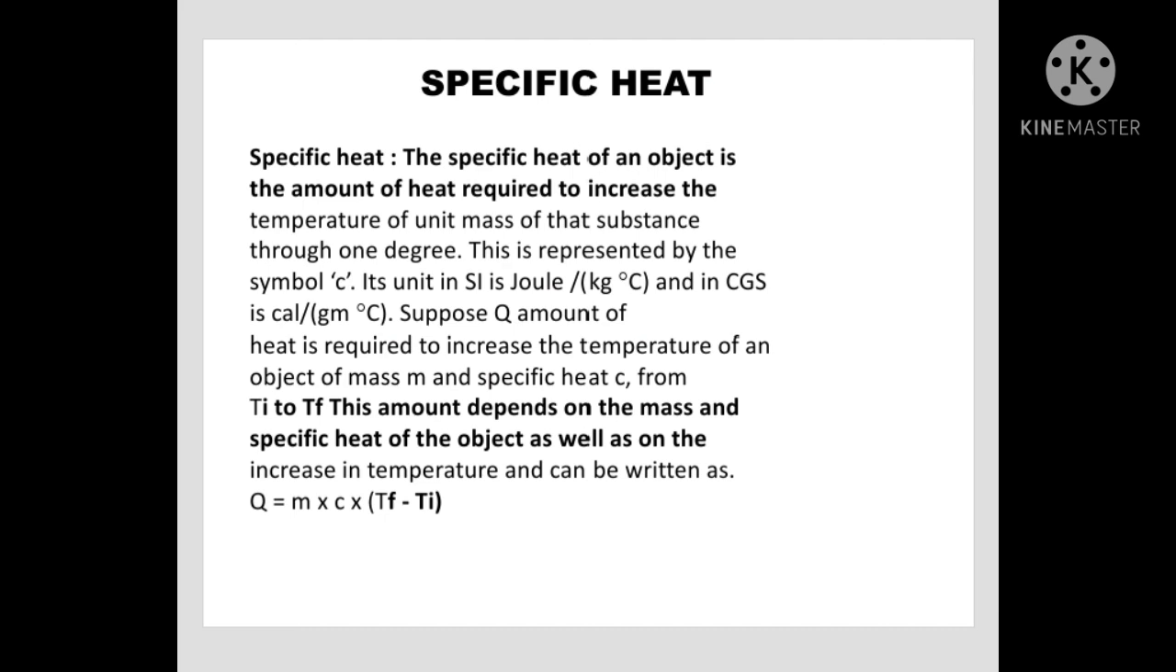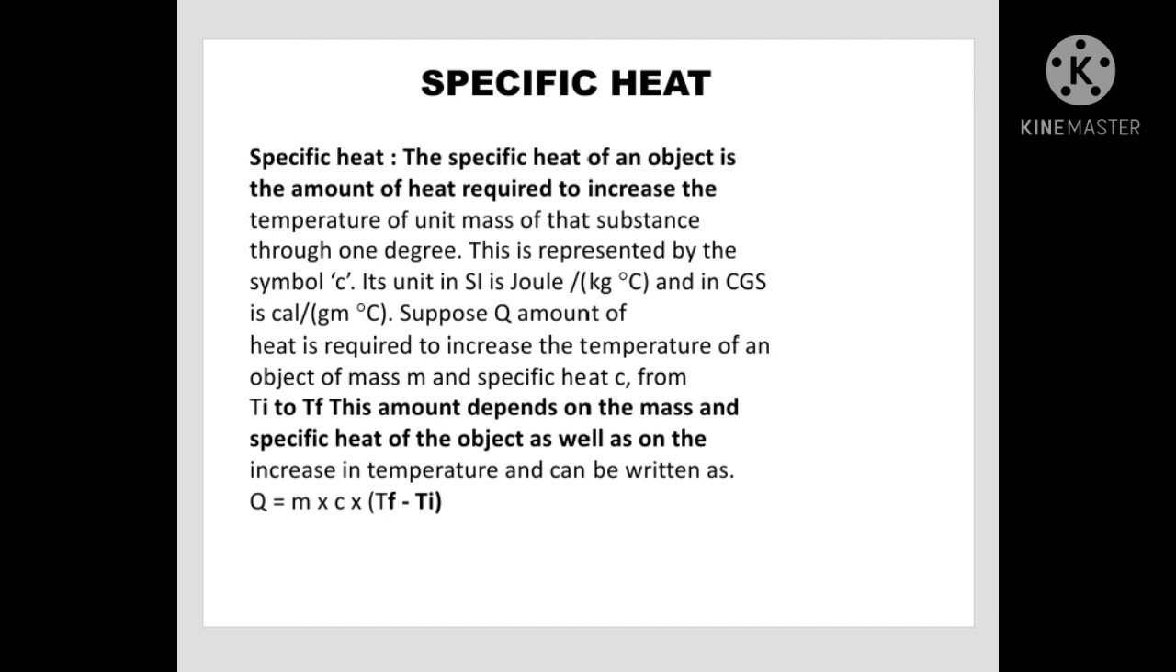Now, let's understand the formula, students. Let's suppose Q is the amount of heat required to increase the temperature. Here M is for mass and C is for specific heat. And students, delta T is split into two things, that is the final temperature minus the initial temperature, which is given as TF minus TI. So students, have you understood?